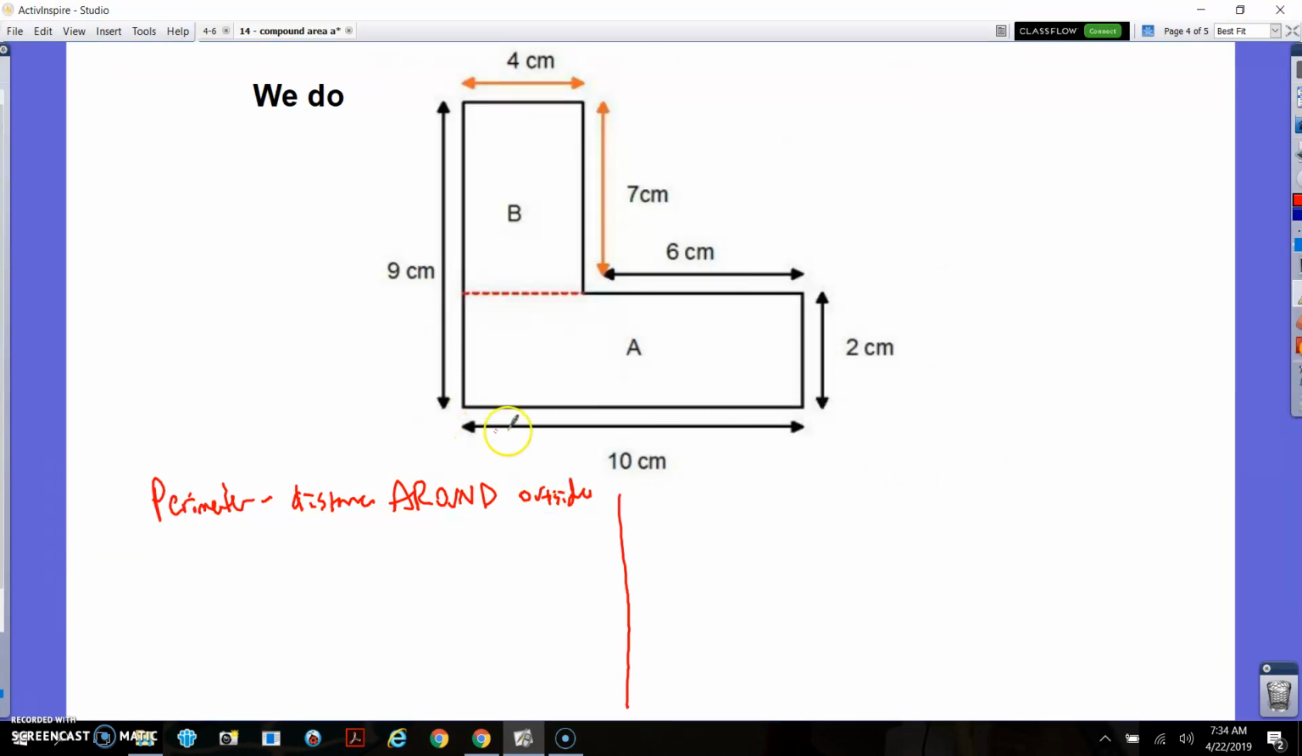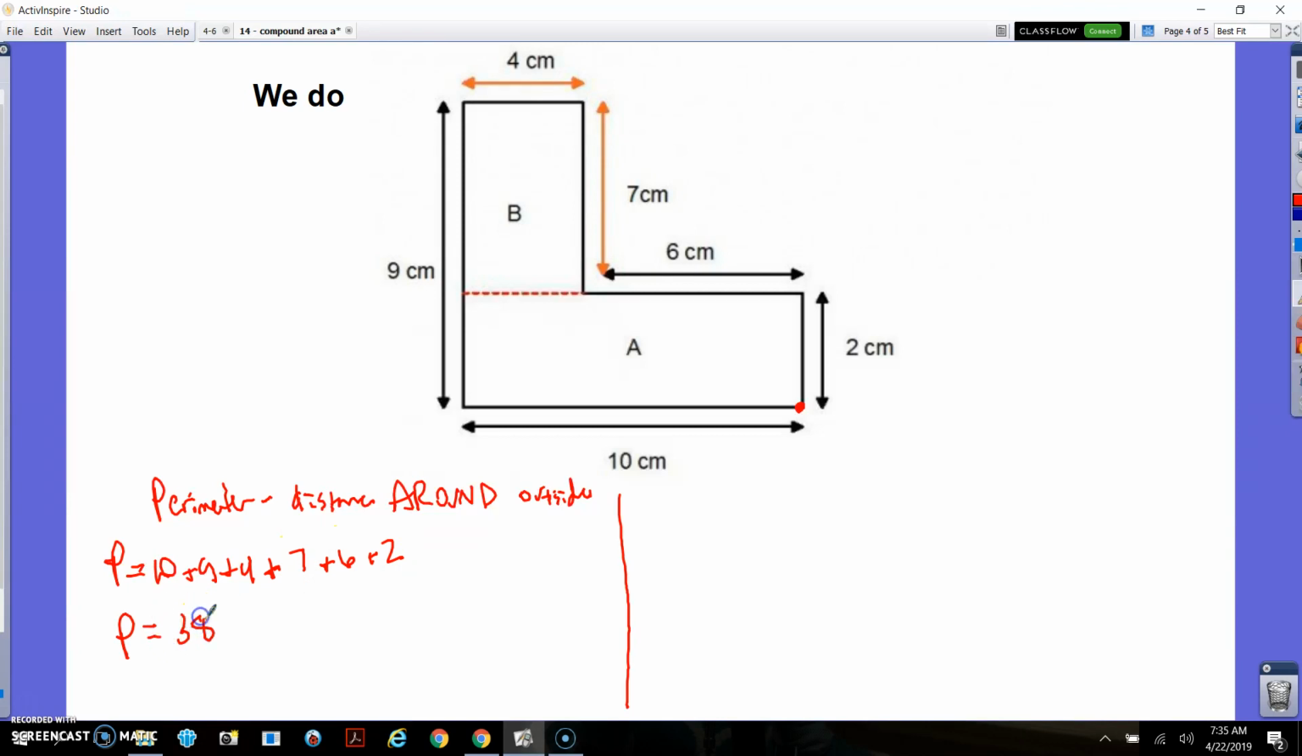And really, all you're going to do is pick a starting point. I often like to just do the longest one first. And it's just going to be all the way around. It's just going to go 10 plus 9 plus 4 plus 7 plus 6 plus 2. And just count it up. That is 19, 23, 30, 36, 38.